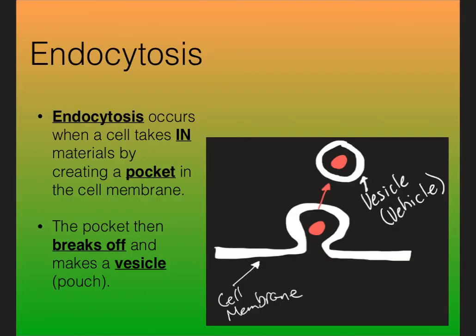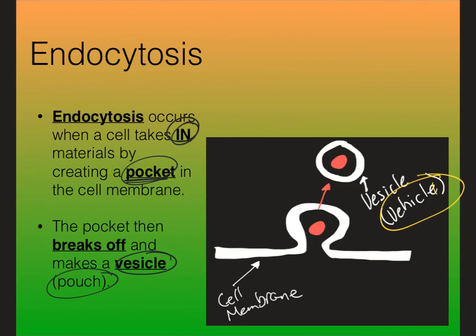All right, let's look at endocytosis. Endocytosis occurs when a cell takes in materials by creating a pocket in the cell membrane. The pocket then breaks off and makes a vesicle, which is like a pouch. In the picture, I called it a vehicle, because it's transporting things in just the way a vehicle transports things. So that's a vesicle right there. It's a little bubble, a little pouch that gets created right there.